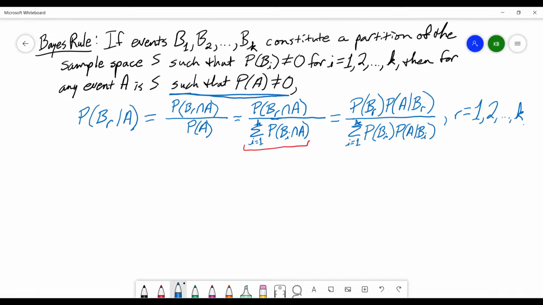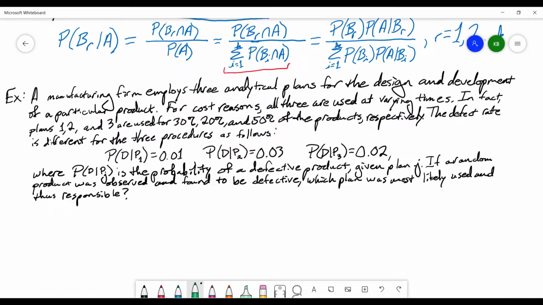We have this equation, and so whatever part of the probability we know, we can fill it in. So if we don't know the probability of A, but we know the probabilities of all of our B's and the conditional probabilities, then we can actually find out the conditional probability of B sub r given A.